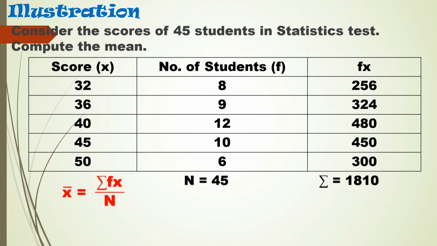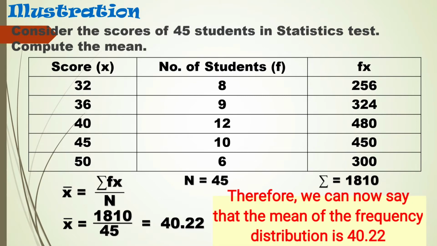X bar equals summation of fx over n. Summation of fx equals 1,810 and n equals 45. 1,810 divided by 45 equals 40.22. Therefore, we can now say that the mean of the frequency distribution is 40.22.